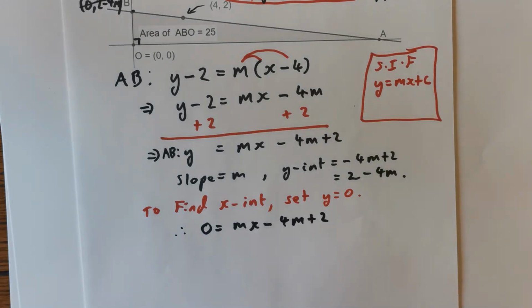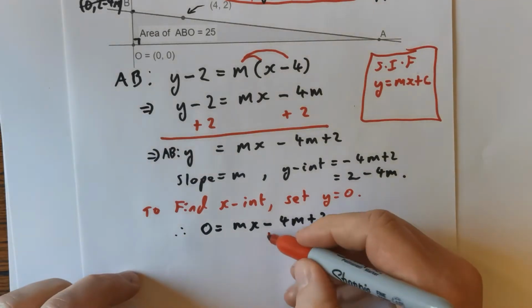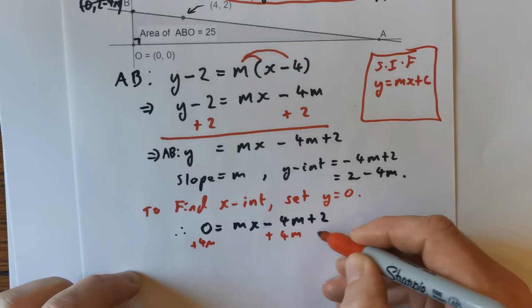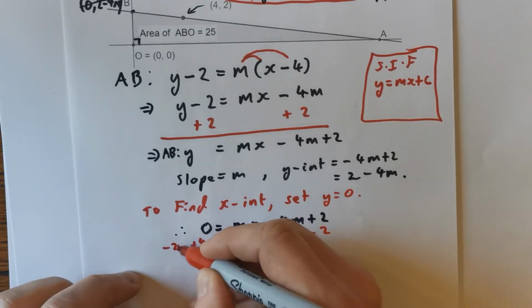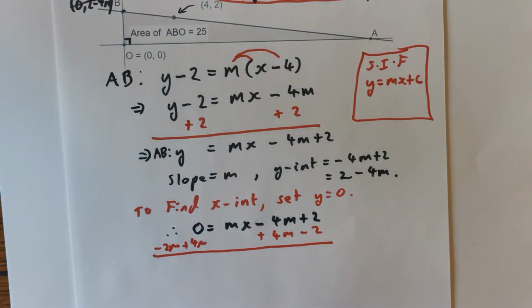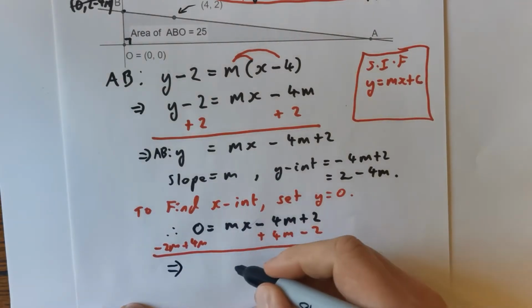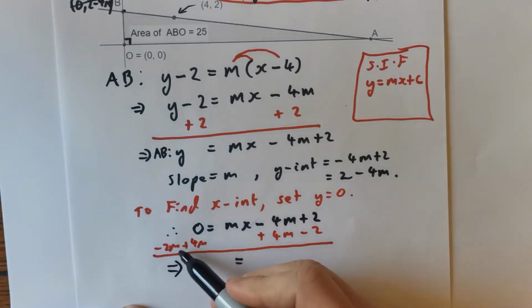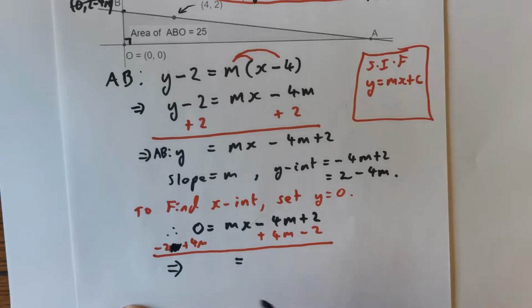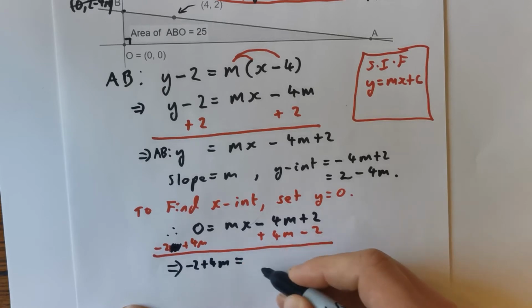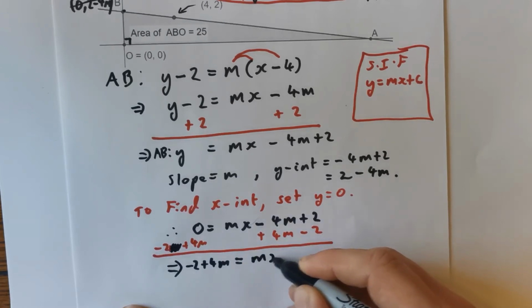Now what I want to do is make x the subject of this equation. A little bit of manipulation here. I'm going to use the addition property of equations and add 4m on both sides. I'm going to use the subtraction property, subtracting 2 on both sides. If equal quantities are added and subtracted on both sides of an equation, the two sides remain equal. So what I'm getting over here is negative 2. I've written negative 2m, that should be just negative 2. Negative 2 plus 4m is equal to m times x.